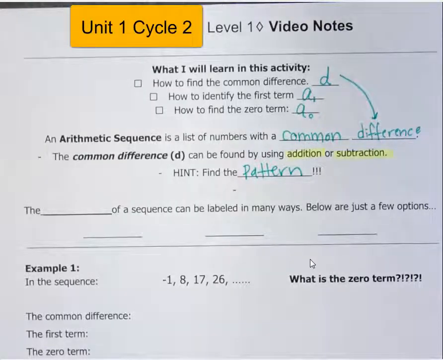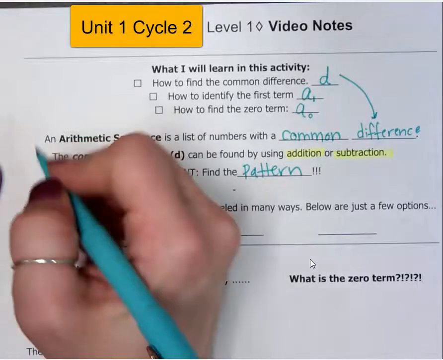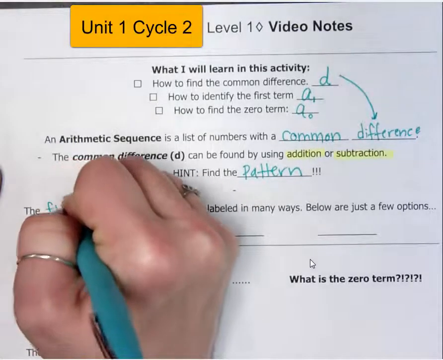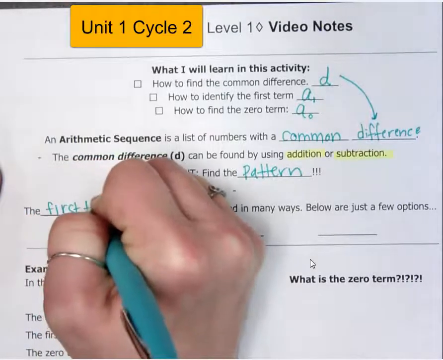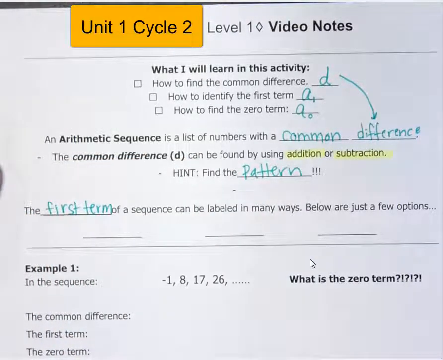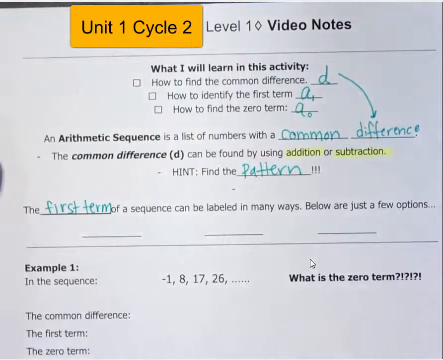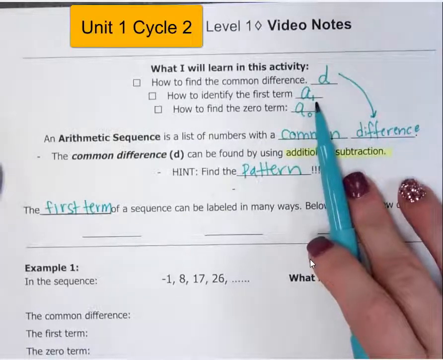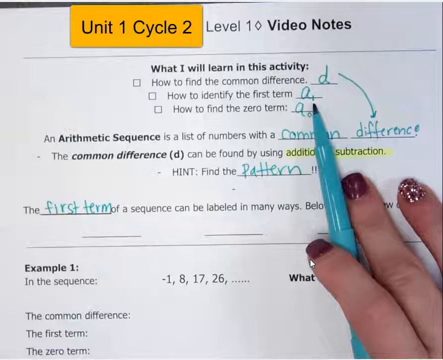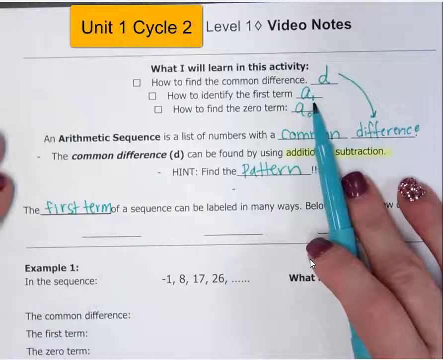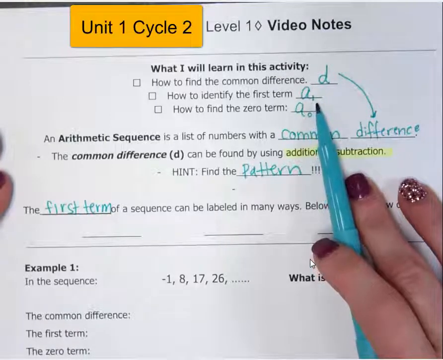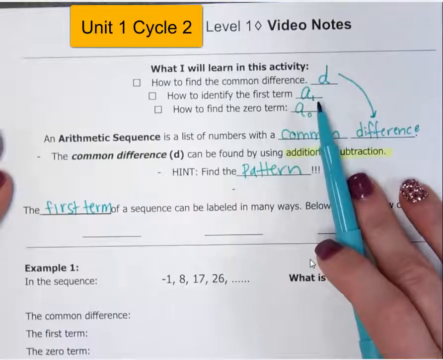So we've talked about this a little bit. The thing we're focusing on today is the first term. The first term of a sequence can be labeled many ways. So you notice I chose one already, A sub 1. But that's not the only way that we can label a first term. And in a second, if you're like, I still don't know what a first term is, that's okay. We're about to do an example.